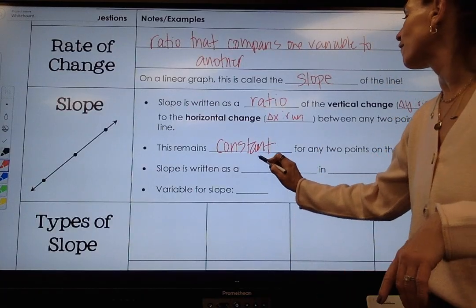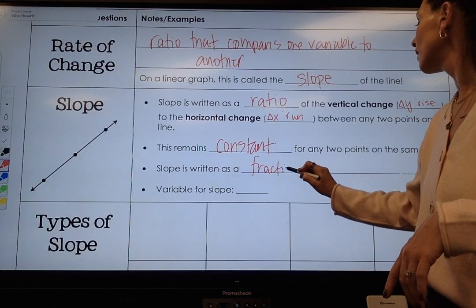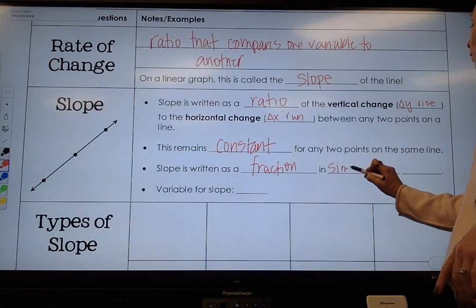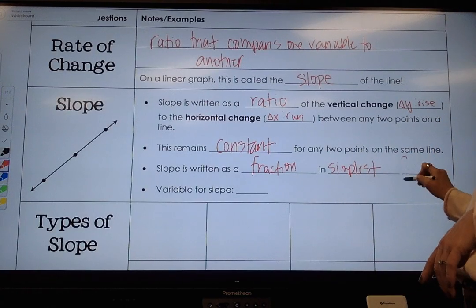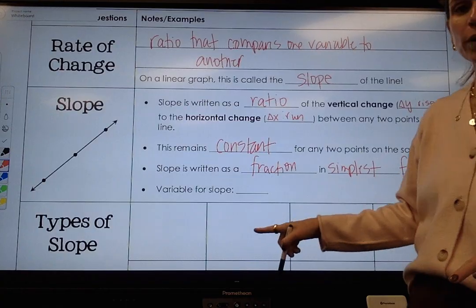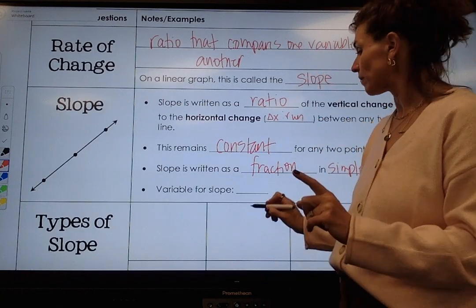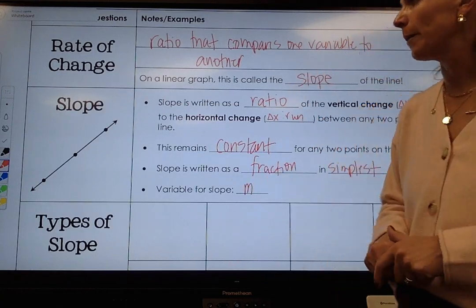Slope is written as a fraction in simplest form. And the variable for slope, we already know, the story took place on a mountain, so it stands for m.